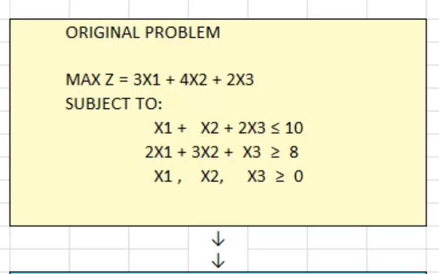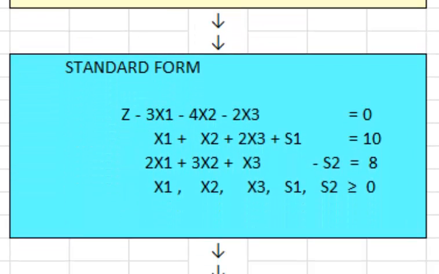The first step in the two-phase method is to convert the problem into a standard form. Here I have added a slack variable to the first constraint and subtracted a surplus variable from the second constraint. The z function has also been converted into a standard form, with s1 and s2 being added to the non-negativity constraints too.